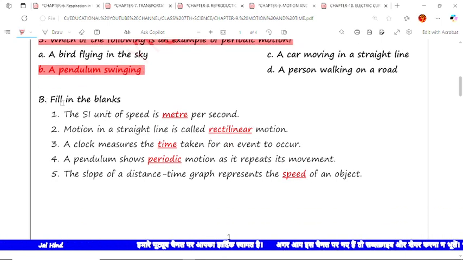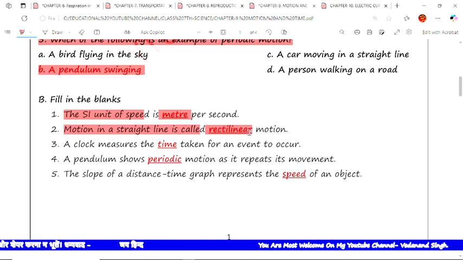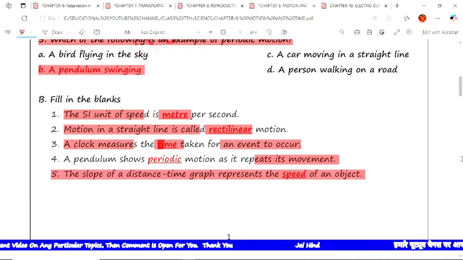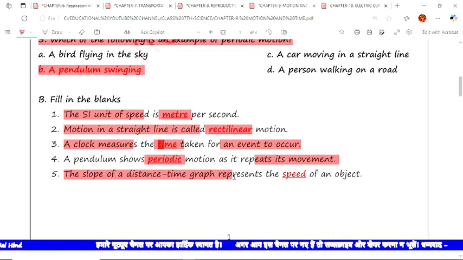Now the second type of question is fill in the blank. The first question is: the SI unit of speed is, that is meter per second. The next question is: the motion in a straight line is called dash motion, that is known as rectilinear motion. Now the next is: the clock measures the dash taken for the event to occur, that means time, you have to fill in time. Now the next is: the pendulum shows dash motion as it represents repeated movement. The correct answer you have to fill in the blank is periodic. Now the next is: the slope of a distance time graph represents dash of an object, it represents speed.